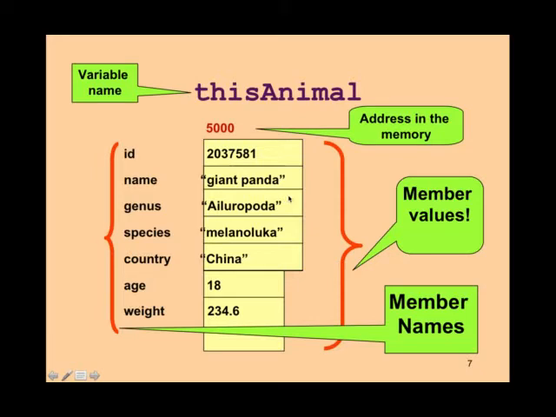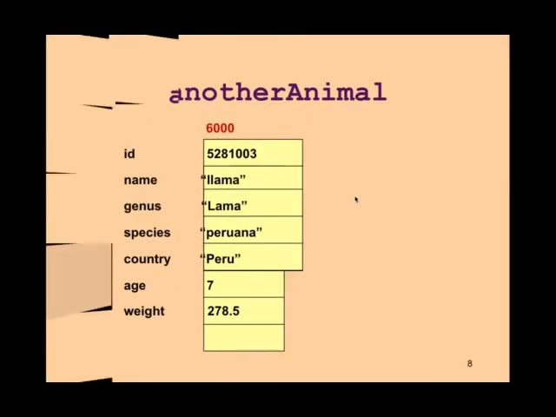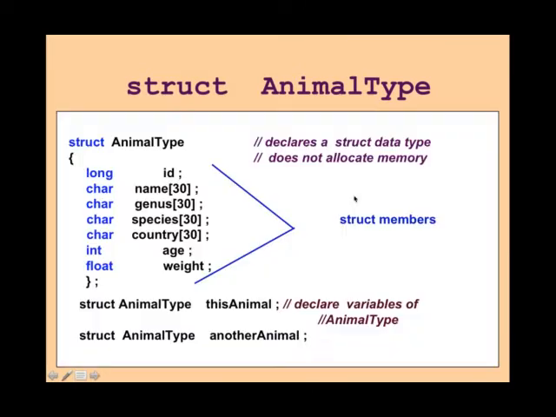So the key thing is structs have member names and the values. Soon we'll talk about how to access members of a struct.